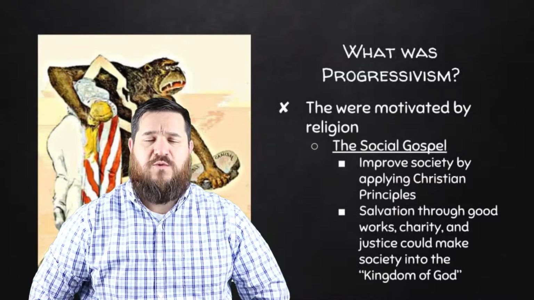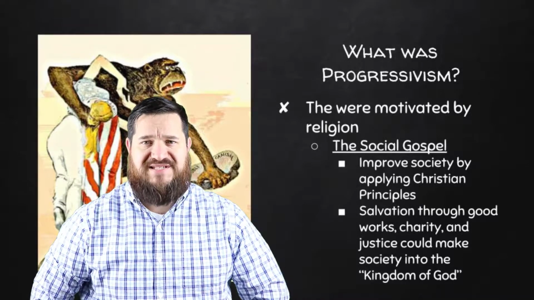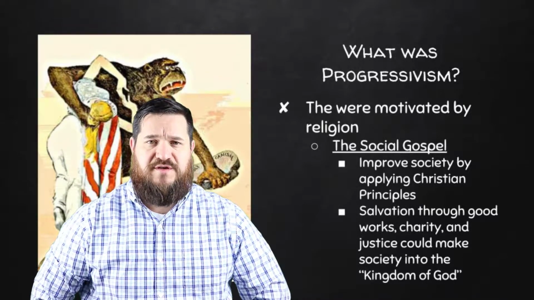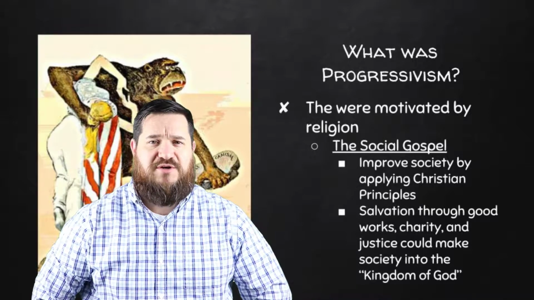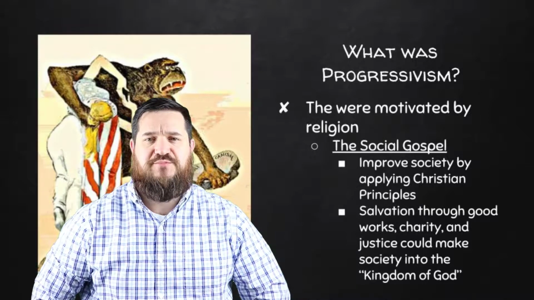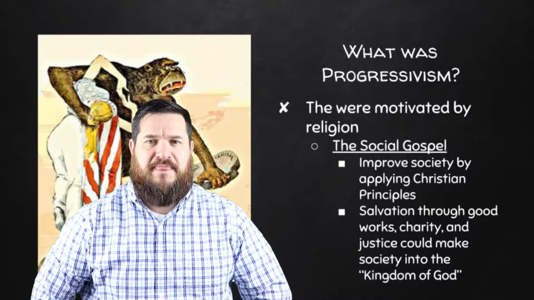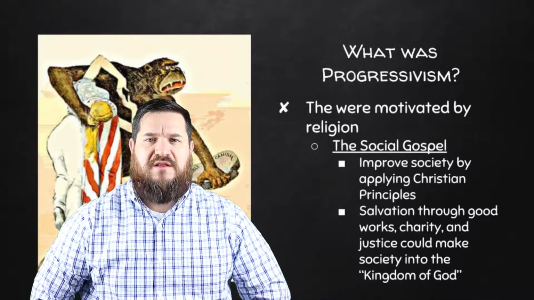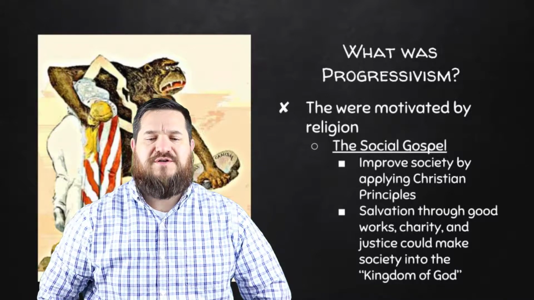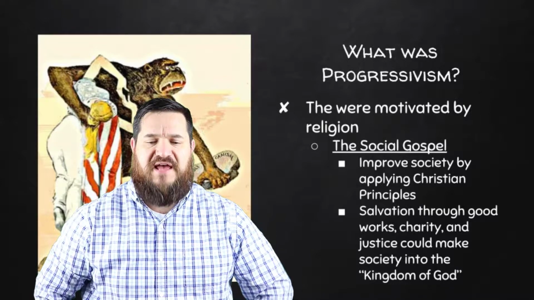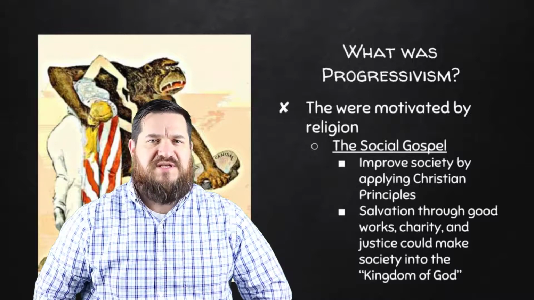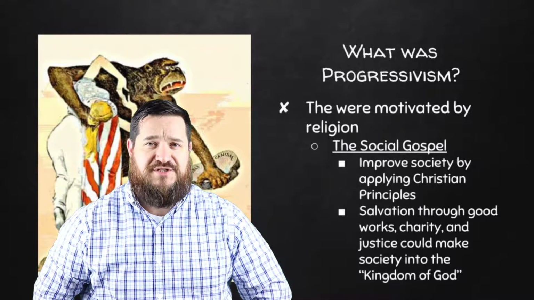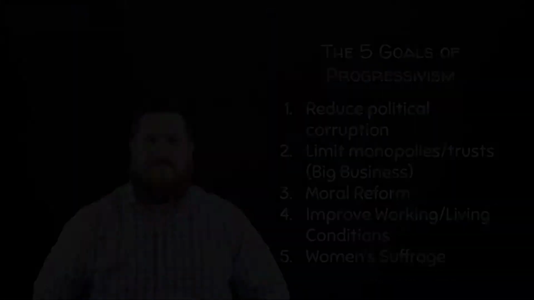Most progressives were motivated by religion. There's this idea called the social gospel. The social gospel was basically the idea that you could improve society by trying to apply what was called Christian principles to living. Basically, they thought that if we could live through good works, charity, justice, stuff like that, we could make our society much like what was viewed as the kingdom of heaven by a lot of Christians at the turn of the century.